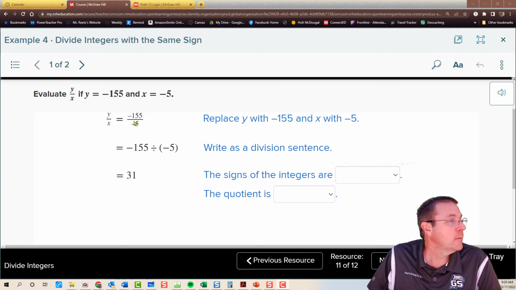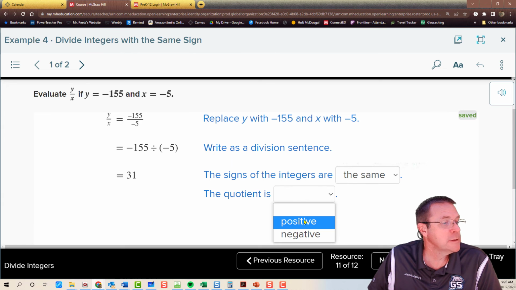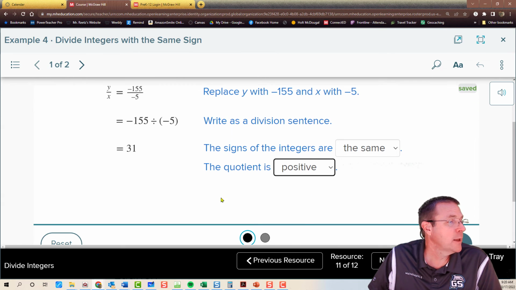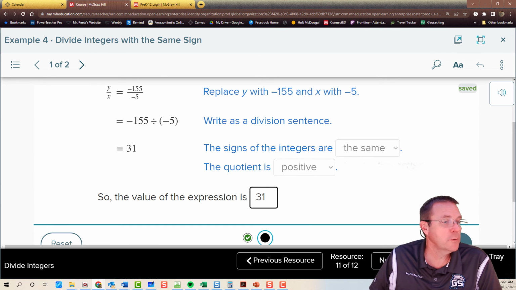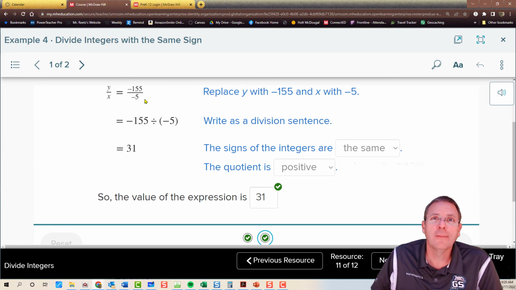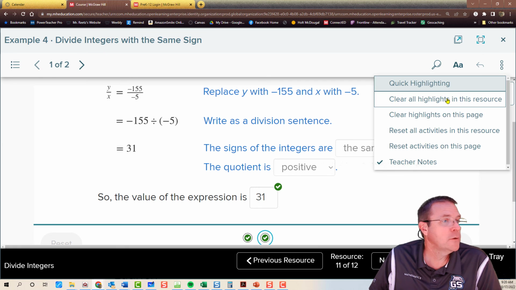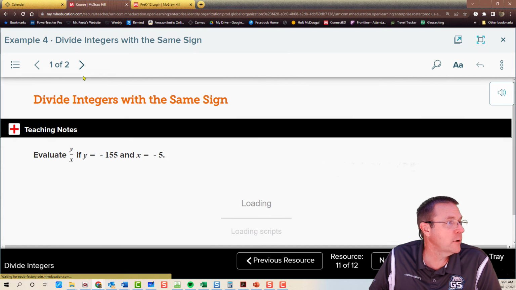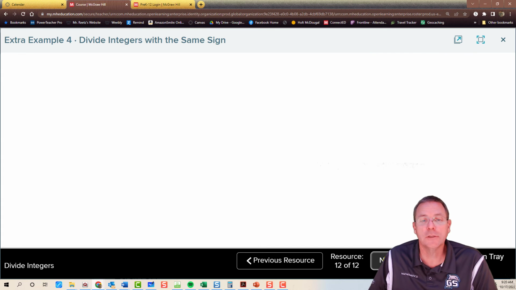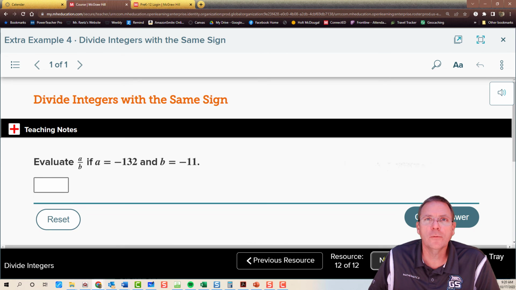And from here, because the signs are the same, the quotient is going to end up being positive. And it's a positive 31 for your final answer. So you just put in a 31 right there, because 155 divided by 5 is equal to 31. A negative divided by negative, that's going to be a positive. Now, the last thing that we have to do is you guys have one more practice problem to work on your own. That's extra example number 4. Go ahead and pause the video and work on this one on your own.